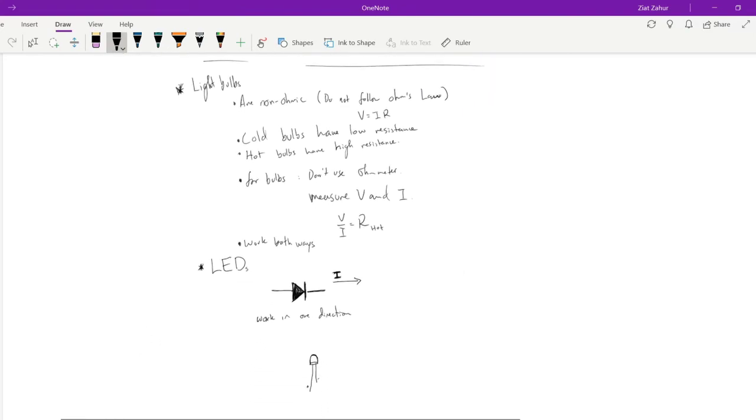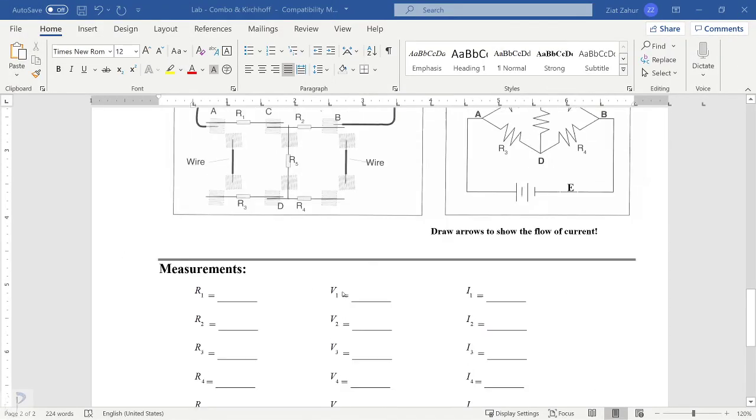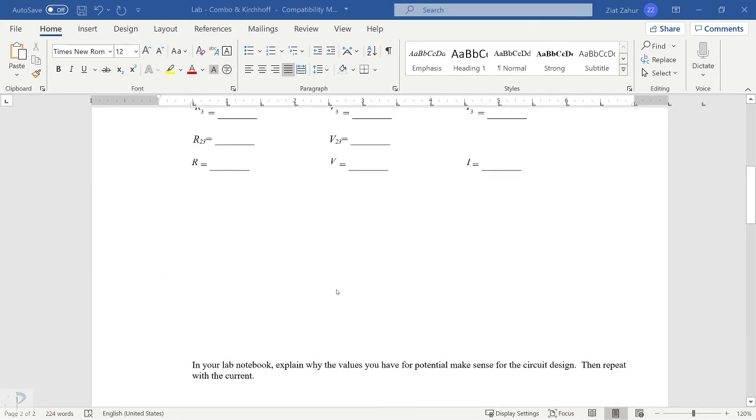Okay, so that's all we needed to know. If you have any mastering physics questions, you can ask them now. We can go over mastering physics. Otherwise, you need to finish off your activity here, activity number 2.